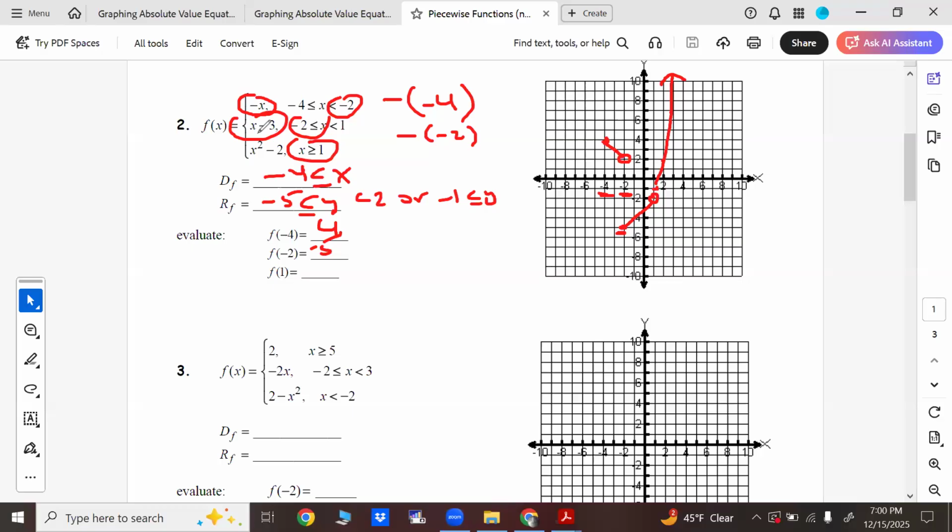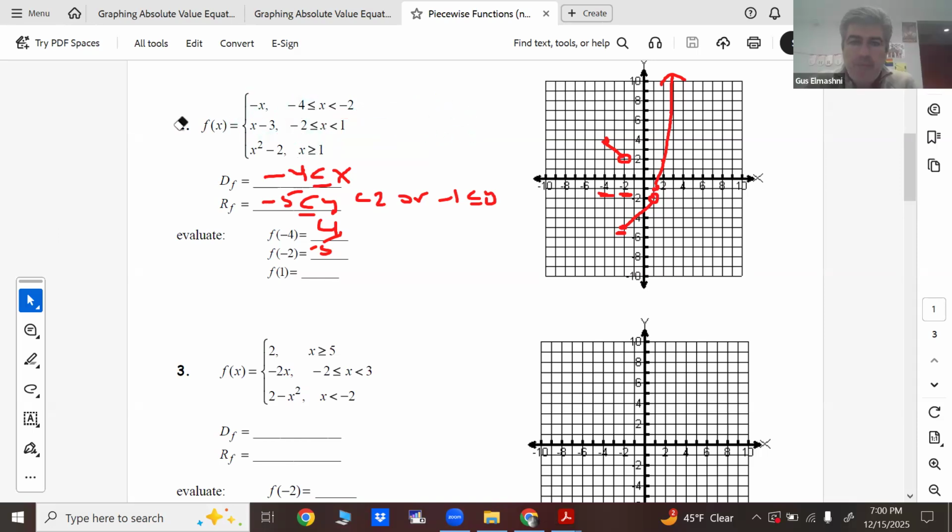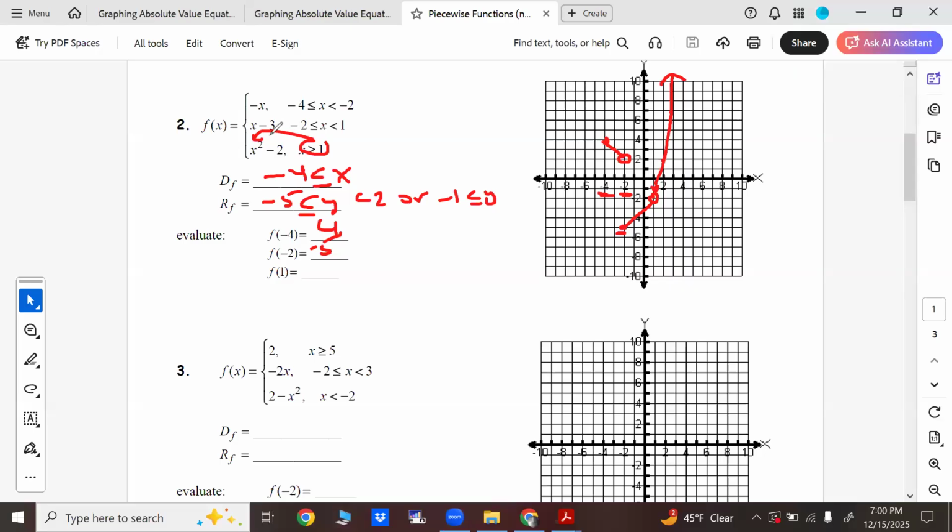Last, if you plug 1 in, what's the y value when I plug 1 in? Plug 1 in for x. What's the y value? The y value would be 2. Really? Look at the graph. When x is 1, or throw 1 into here, what's the y value?